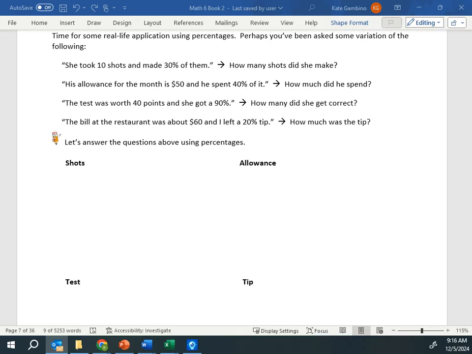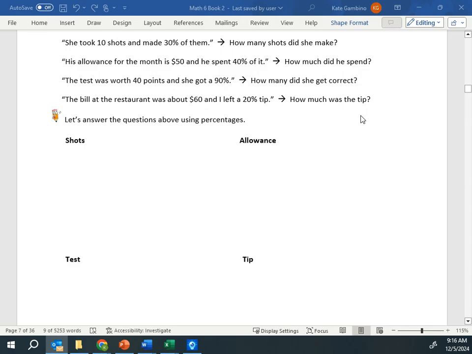So, let's say she took 10 shots and made 30% of them. How many shots did she make? So how many shots is she making? So we need to know how to figure that out. Or his allowance for the month is $50 and he spent 40% of it. How much did he spend? The test was worth 40 points and she got a 90%. How many did she get correct? The bill at the restaurant was about $60 and I left a 20% tip. How much was the tip?